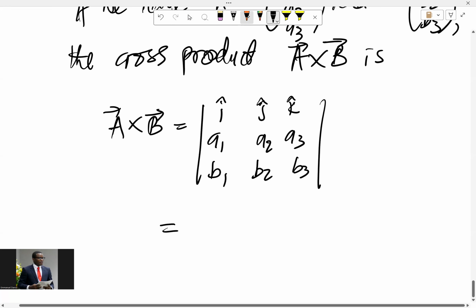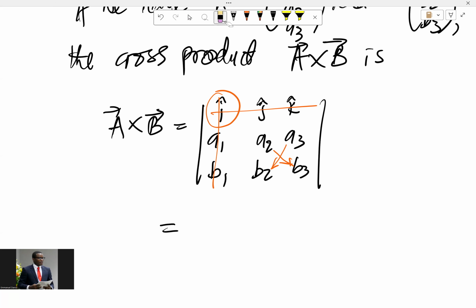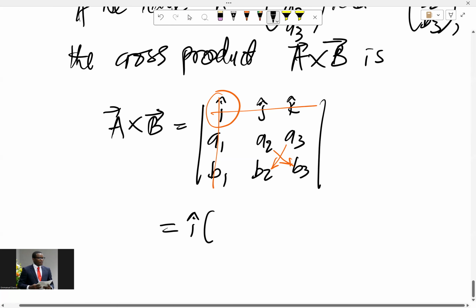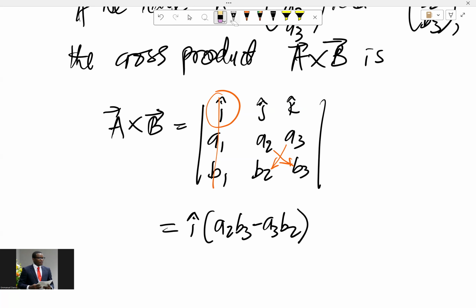So of course, this is how we go. If you start from here, you cross out the row and you cross out the column, and then you get I into A2 times B3 minus A3 times B2. So that's when you take the I out. On the other hand, carefully remove this.